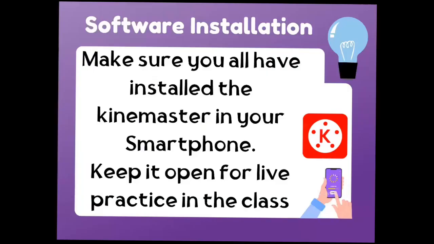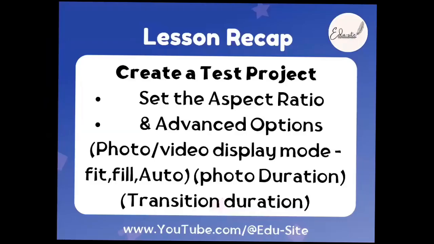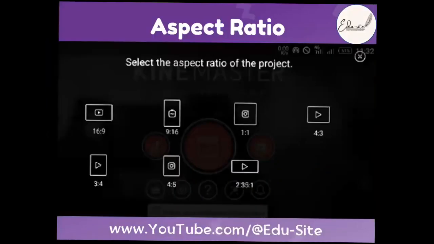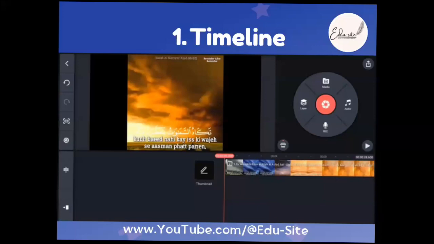So we are into the video editing course. The first thing we had learned was the software installation, and then it was regarding the creation of the project, a test project that was created. The aspect ratio was decided at first, and then we had learned about the editing interface, the workspace of the KineMaster. In the workspace of the KineMaster, we have studied about the timeline, the media circle, the control bar, which was in the left, and the video window, right? Do you all remember what and all have we gone through?